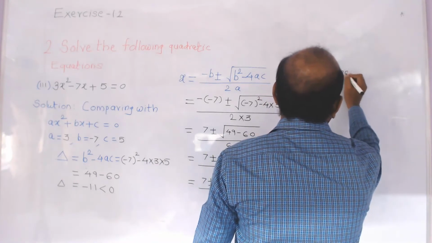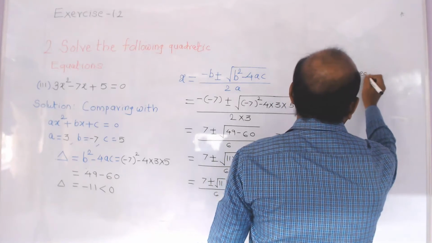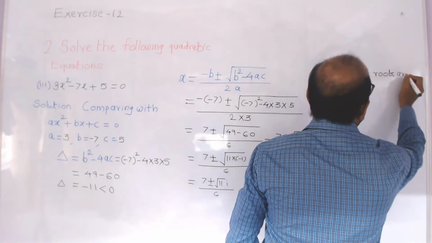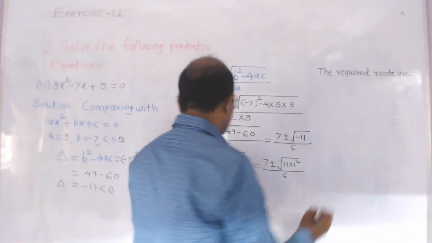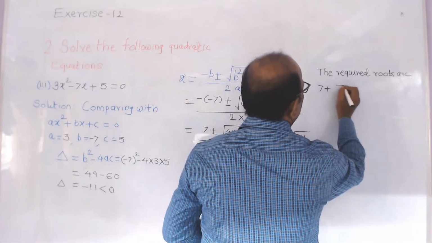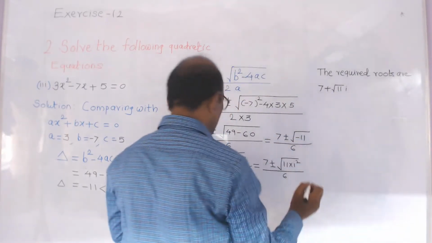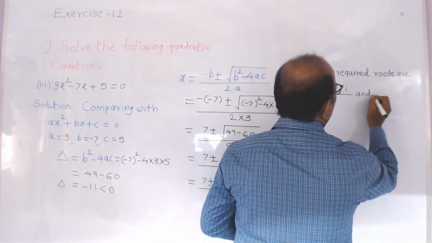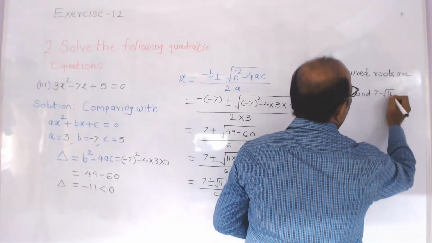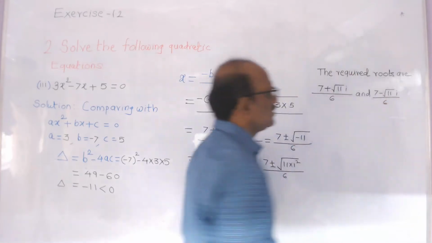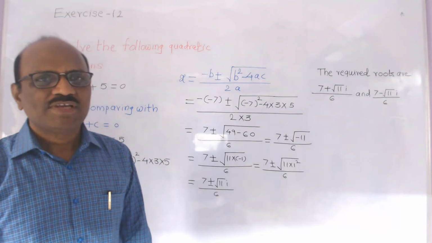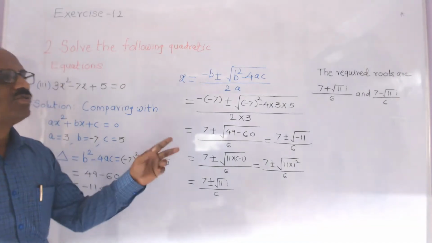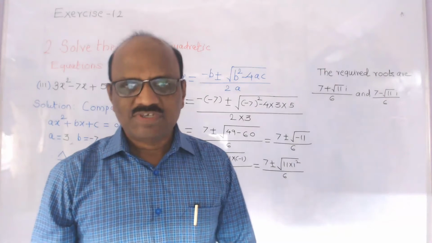And therefore the required roots are, what are the required roots? 7 plus root of 11i upon 6, and the second root is 7 minus root of 11i upon 6. These are the required roots. In this way we can solve the quadratic equation by using the formula, and the important thing here is that the roots are complex. Now we'll take the next question.